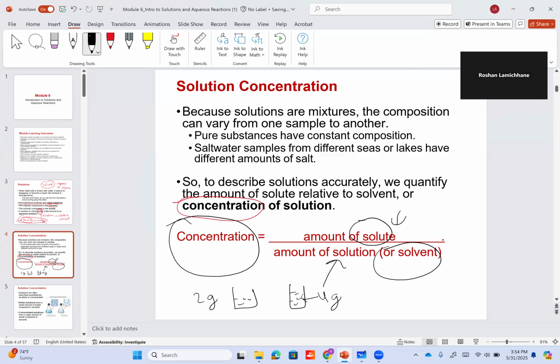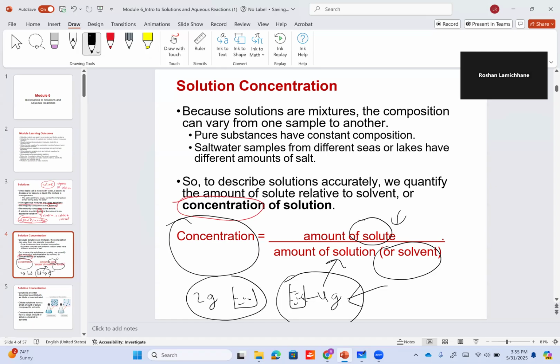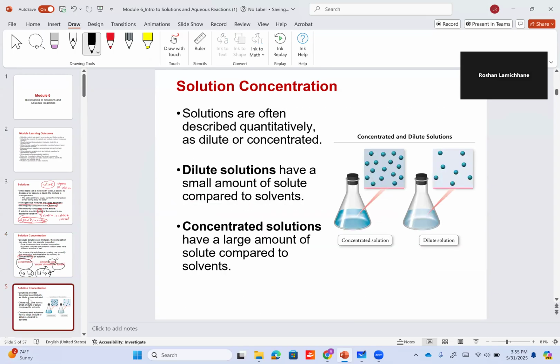Then we can say that the concentration of the second solution is stronger than the first. We have words to define those in chemistry. We call the second solution, which has more solute, a concentrated solution, whereas the one with the little amount of solute is called a dilute solution.